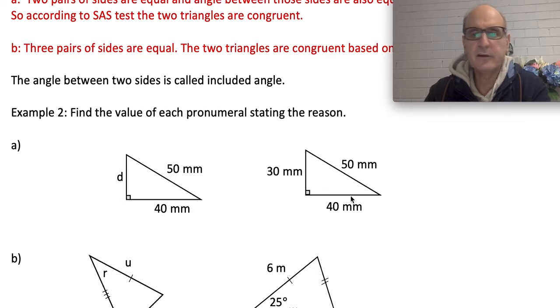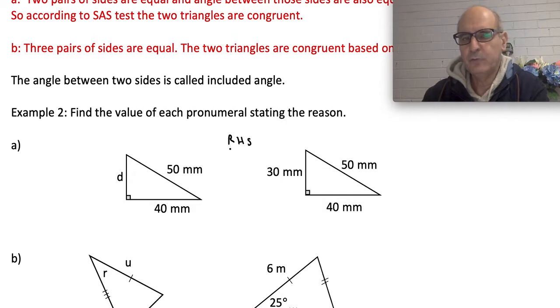These two triangles are congruent. Why? If you remember, one of our rules was RHS. That was one of the rules. If both triangles are a right angle and the hypotenuse and one shorter side is equal, then they are congruent. And here I have this hypotenuse equal to this hypotenuse. So done. And one short side from each. That's 40 and that's 40. They are equal too. So that tells me these two triangles are congruent.